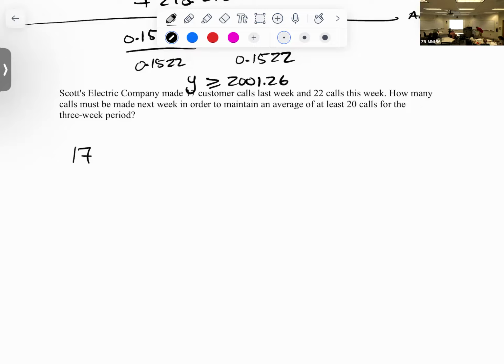So 17 calls last week, 22 calls this week. How many calls next week? Let's call that one X on average, right? And then something about 20 calls at least. Which way is the inequality facing? Towards the 20? Towards the other way. Where's the other way? Towards the other way.